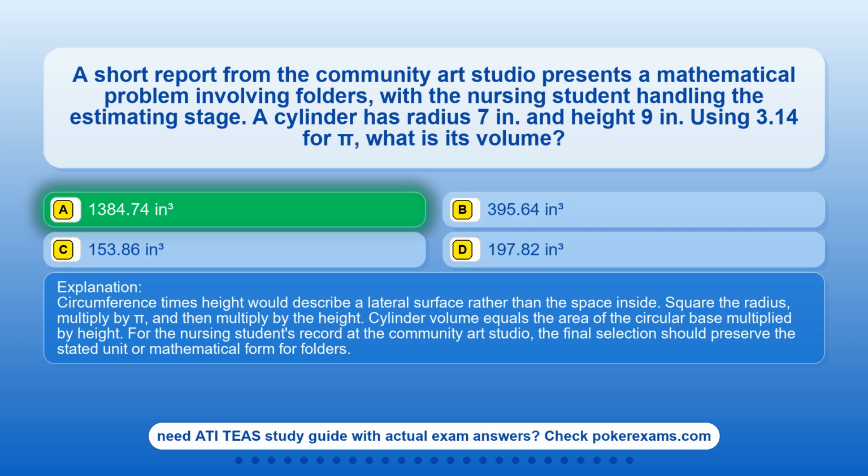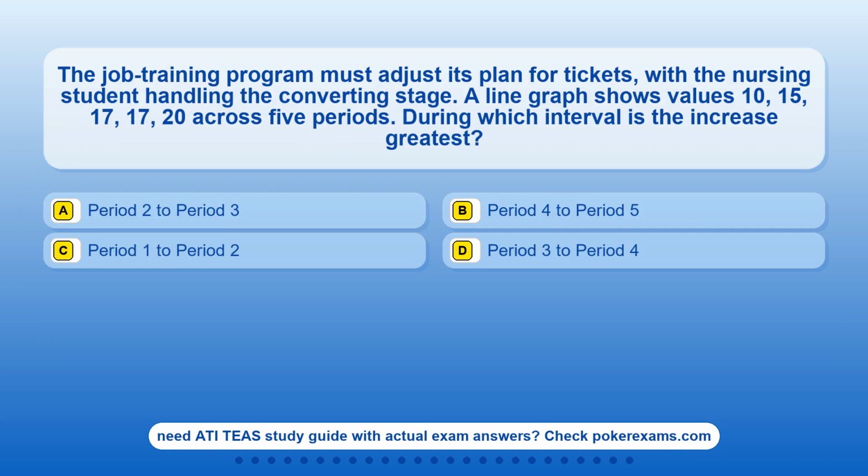For the nursing student's record at the Community Art Studio, the final selection should preserve the stated unit or mathematical form for folders. Question 24. The job-training program must adjust its plan for tickets, with the nursing student handling the converting stage. A line graph shows values 10, 15, 17, 17, 20 across 5 periods. During which interval is the increase greatest?